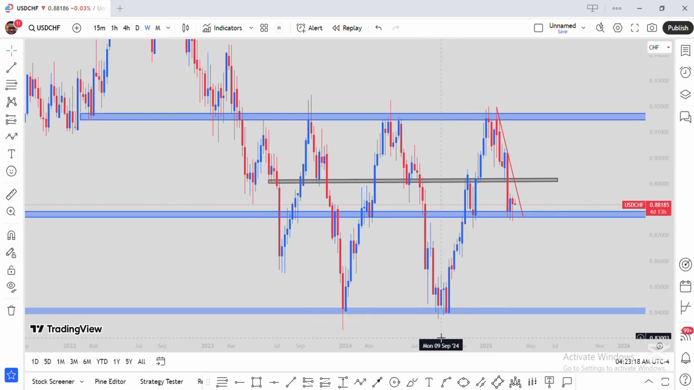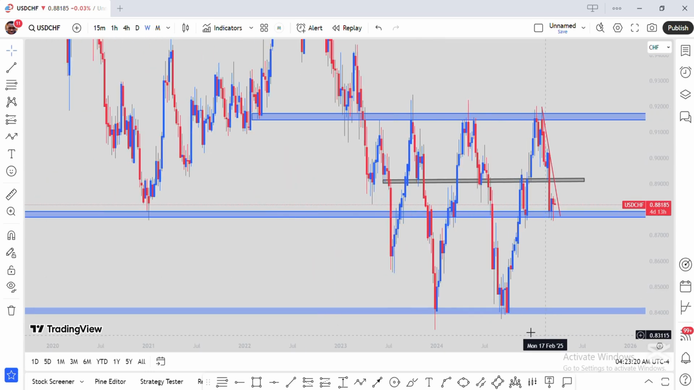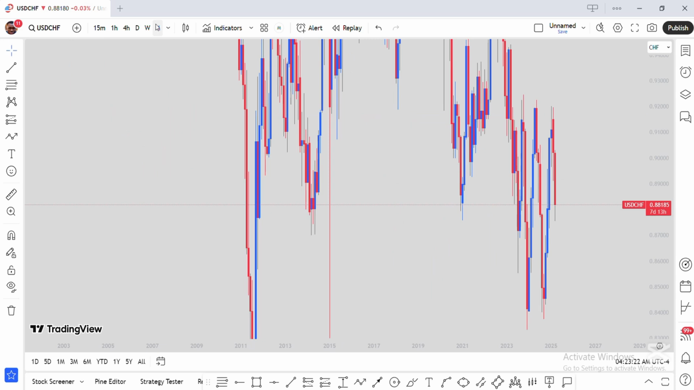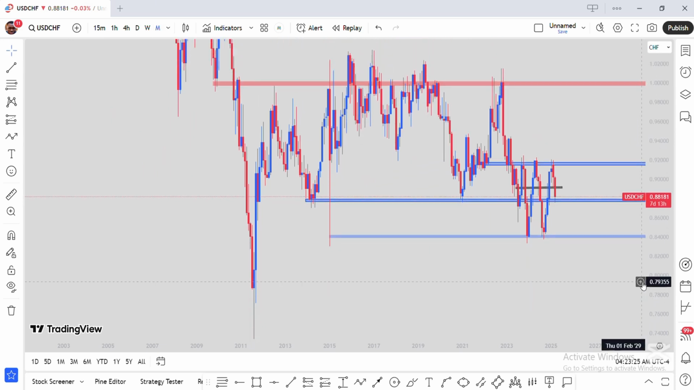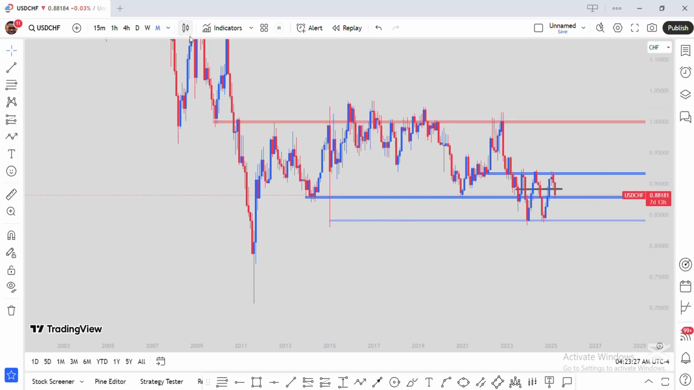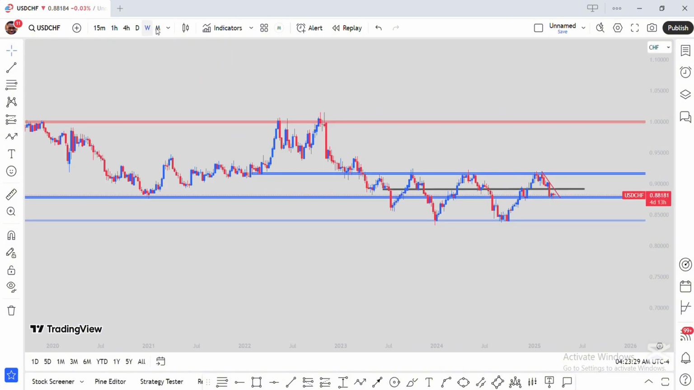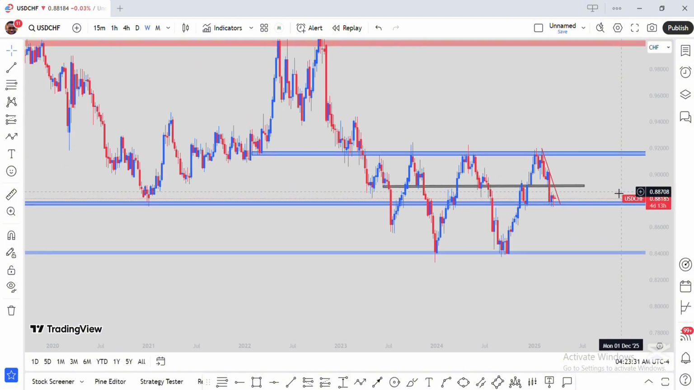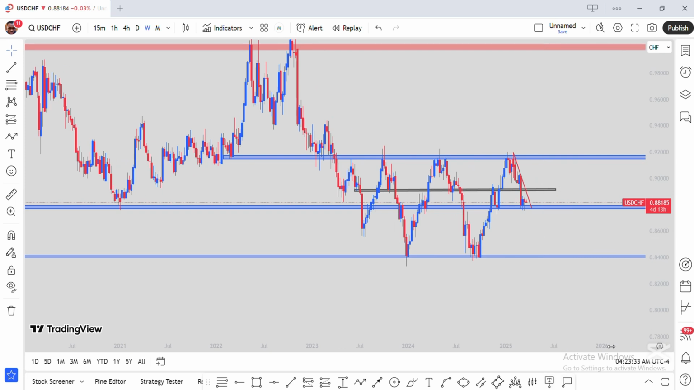Now the direction of this market on the monthly and on the weekly time frame is still bearish. So I'm only looking for selling opportunity since the direction of the market is bearish, and there was a counter trend line around this region that got broken.